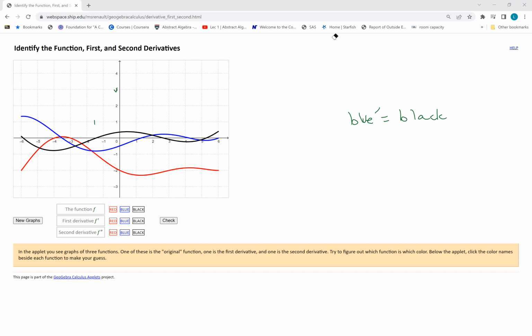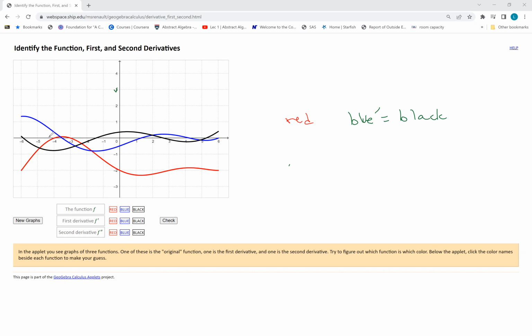Now we just have to figure out where red comes in. So either red's going to be on this side or this side, right? So we can check to see if the derivative of black is red. So let's look at the black line. The black line has a maximum right here. So red does not have a 0 there. So I know that the derivative of black is not red. This is not true. Now we just have to make sure that we have the red in the right place, which I would imagine we do, but we'll check.